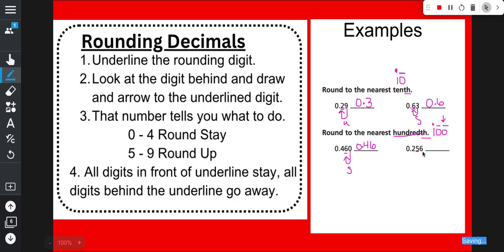We have the 5. The 6 tells it to go up. So we have 0.2, and the 5 went up to a 6, and then we're going to stop where that underline was.